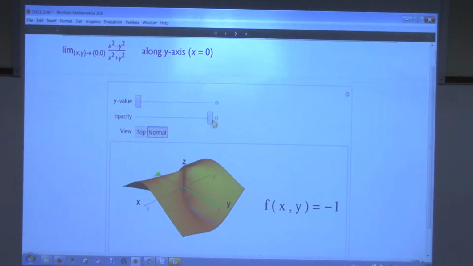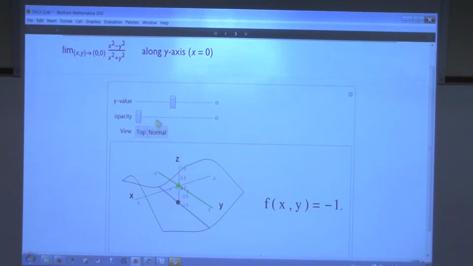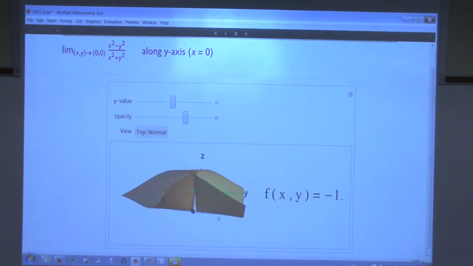We come in along the y-axis. See, now we're along the y-axis. The green is the input. The black is the output. Notice that the black is below it, isn't it? So it's down there at -1. There's that surface. We were coming along this edge, right? Now we're down along this bottom edge down here.